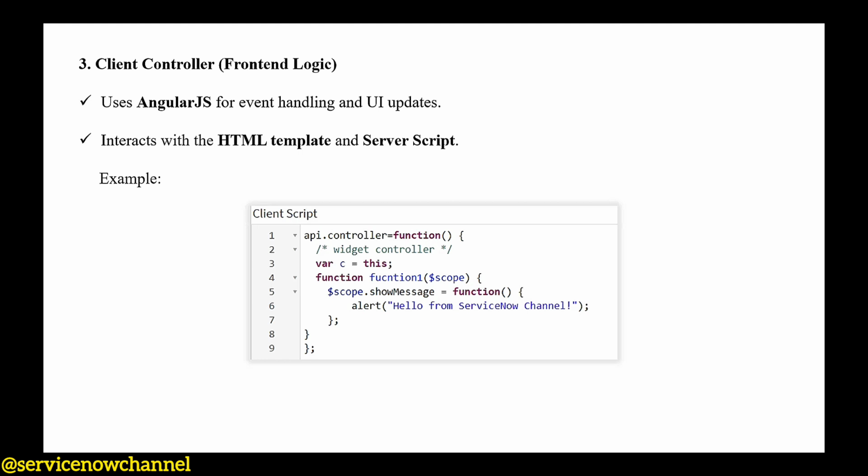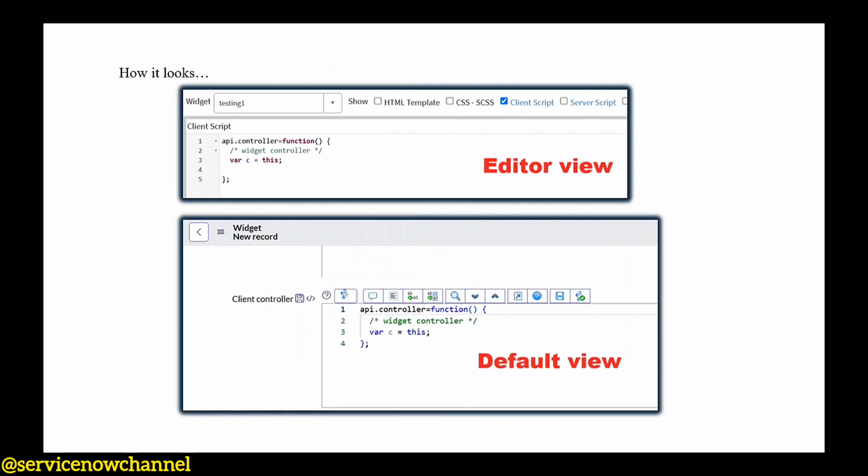Okay, this is the use of client controller. And this is the sample script and how it looks. Above one is the editor view and below is the default view. In editor view, parallelly while scripting, we can check by using the preview option. We will see in some time how we can preview. Below is the default view. In default view we can't preview. There is no option.